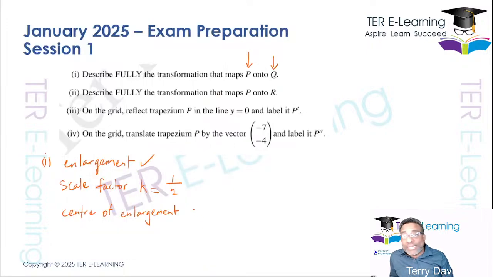So when you're describing an enlargement, you need to give all of this information here in order to get your full marks, right? Notice I put fully here. Once you are saying it's an enlargement, you need to give what the scale factor is, and you also need to see what is the center of enlargement, right?